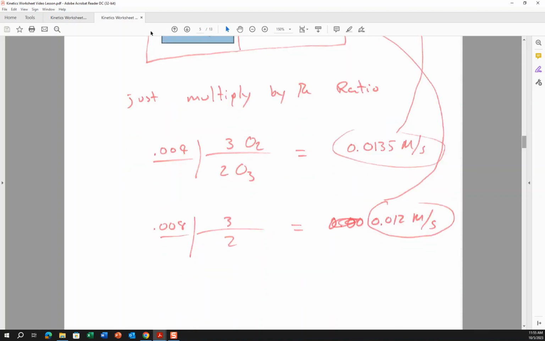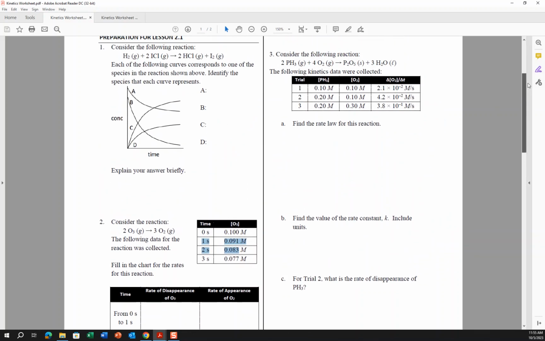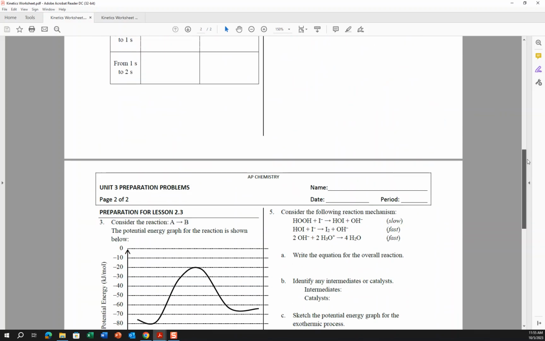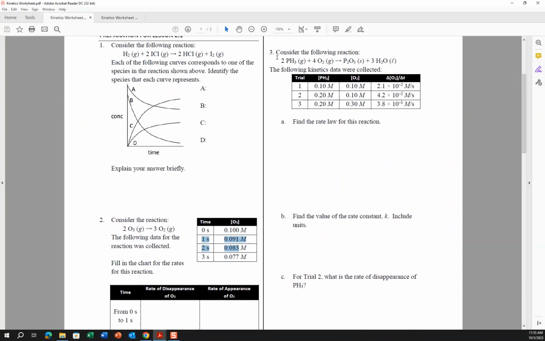All right. So if we look at the next question, there are two question 3s: there's this question 3, and then there's the question 3 on the back. For the first question 3 on the worksheet, we have this equation, and we're given this set of data, and the first thing we have to do is figure out the rate law.